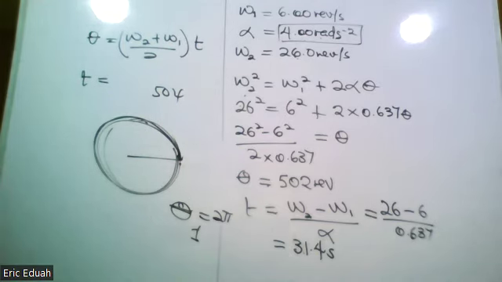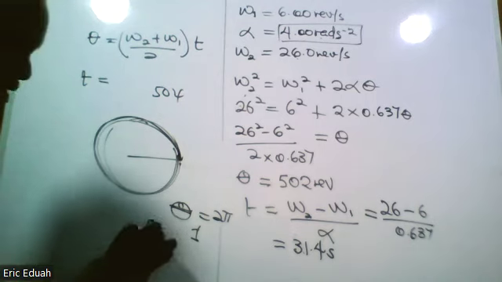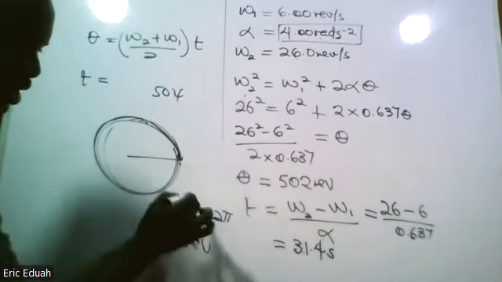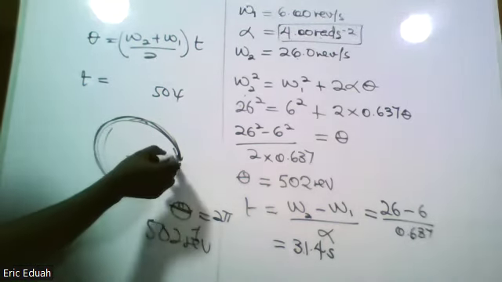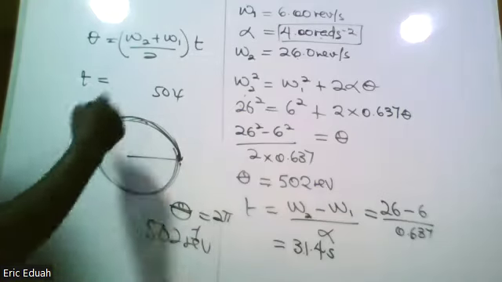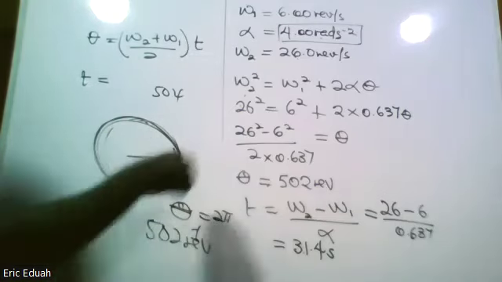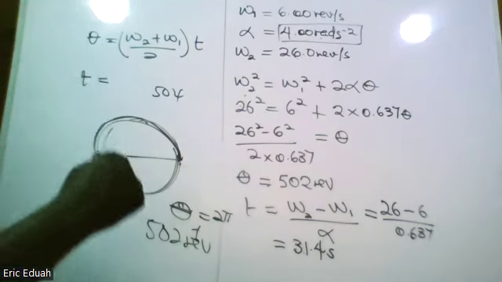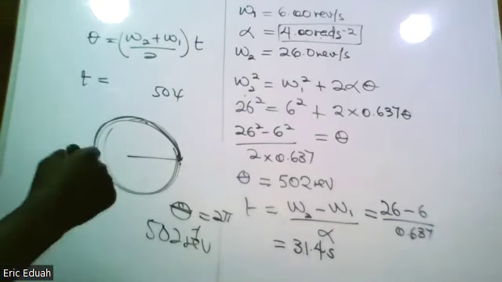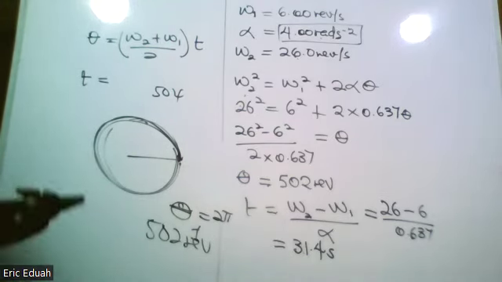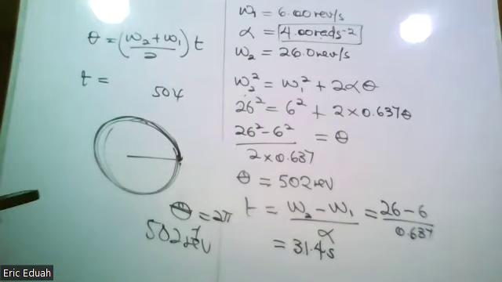Okay, so per our answer, we had 502 rev, meaning that the wheel makes 502 complete revolutions for its speed to move from 6 to 26. That is what it means.